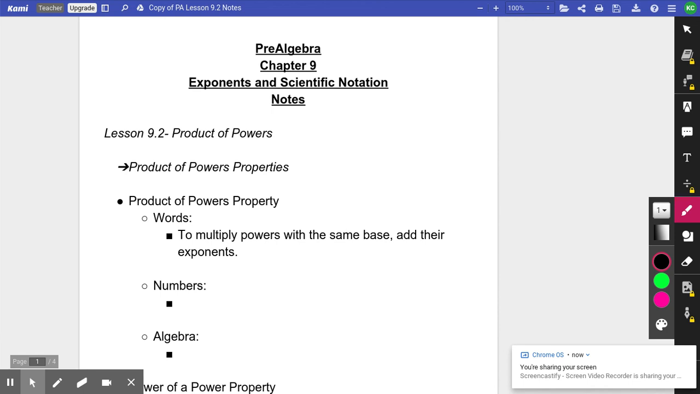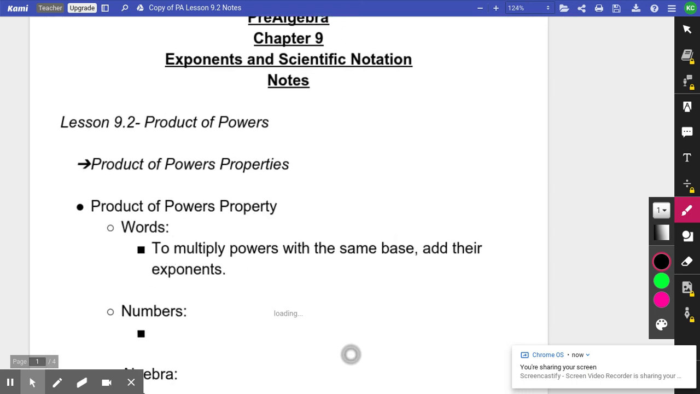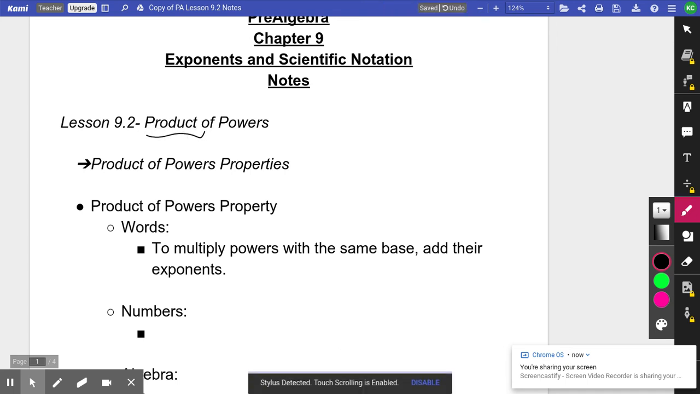Hey guys, we're going to go ahead and continue on with chapter 9. We're talking about exponents. So for this lesson, we are going to be talking about the product of powers. The product means we're going to be multiplying. So we're multiplying our exponents together.